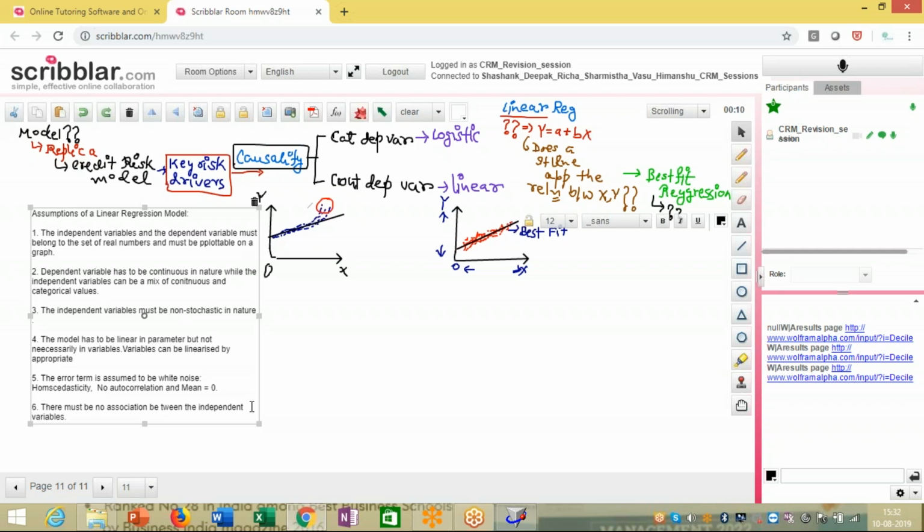Now the second part is the relationship with the model must be linear in terms of parameters. So it should be alpha plus beta x. It should not be alpha plus beta square x.